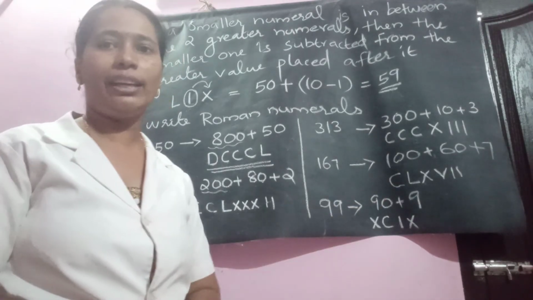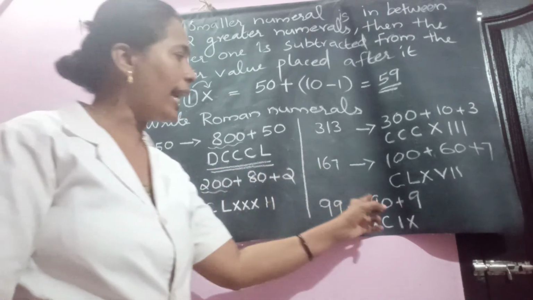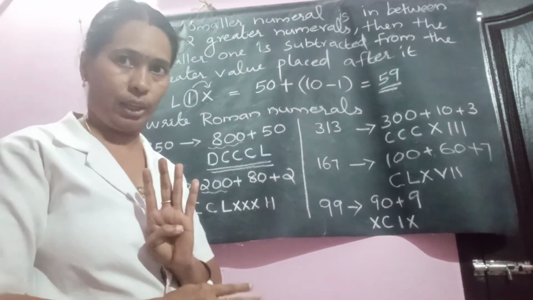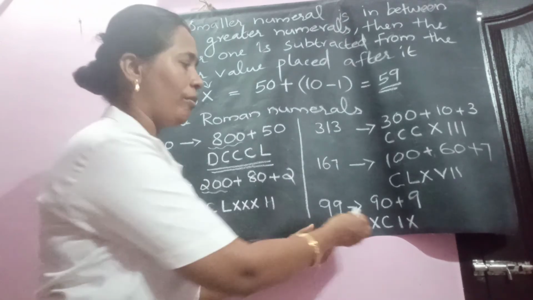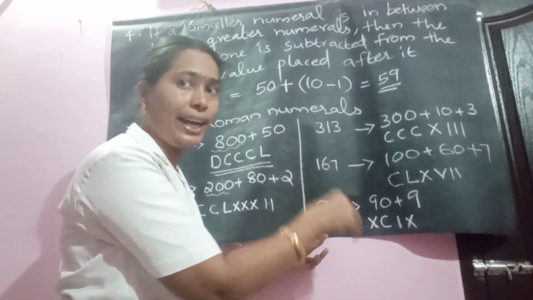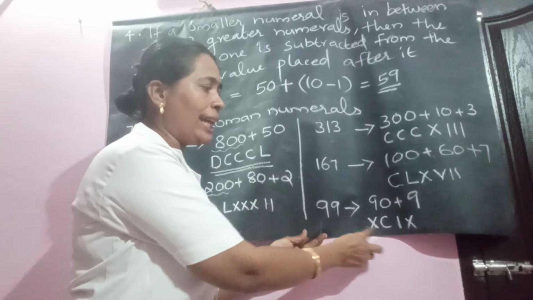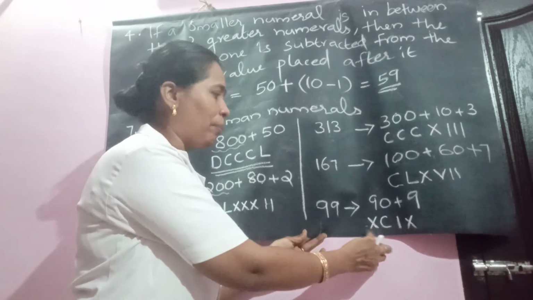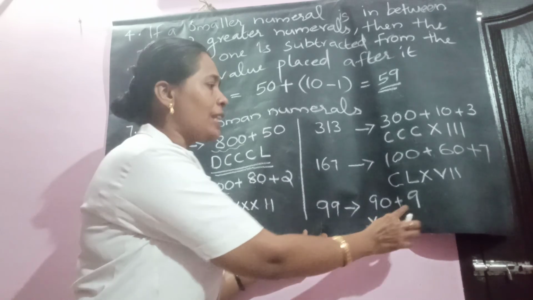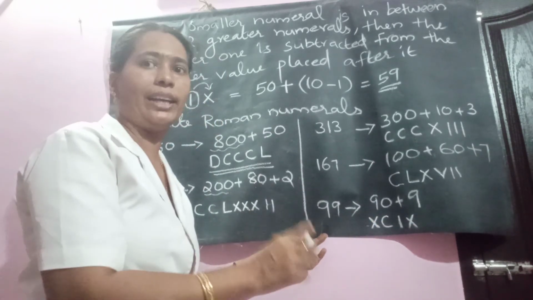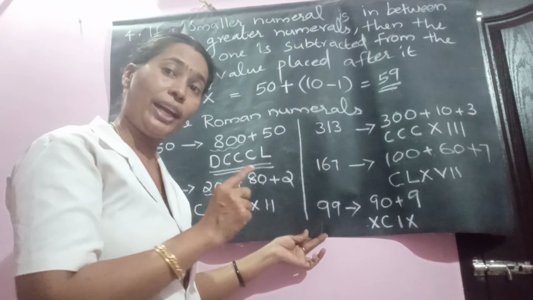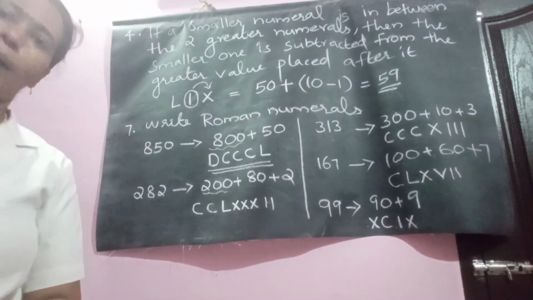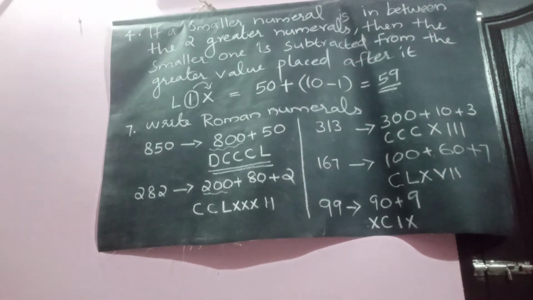For 90 and 9 you may have a little confusion. 90 is very close to 100, but we can't repeat X 4 times. So what do we do? We write X on the left side, and then subtraction is needed. So XC means 100 minus 10, which is how much? 90. Similarly 9: 10 minus 1. Where do we write 1? On the left side, so IX. XC and IX. Complete this. If you have any doubt, you can ask me the same. Thank you.